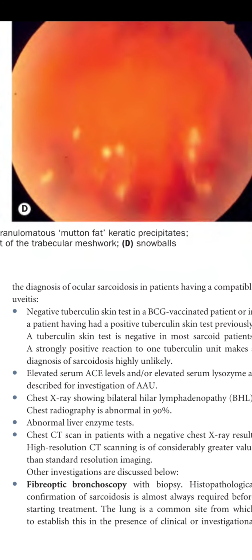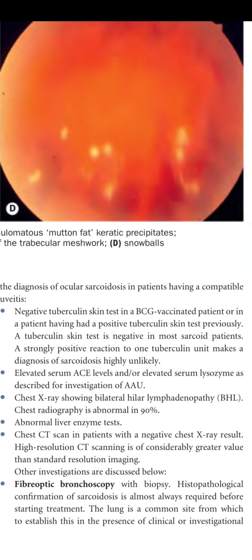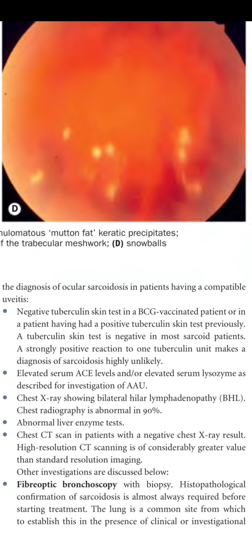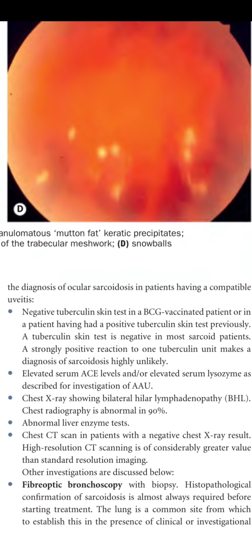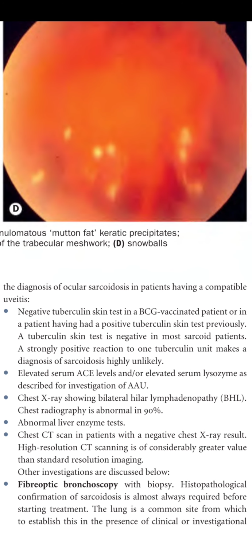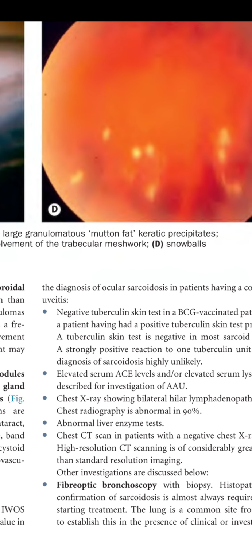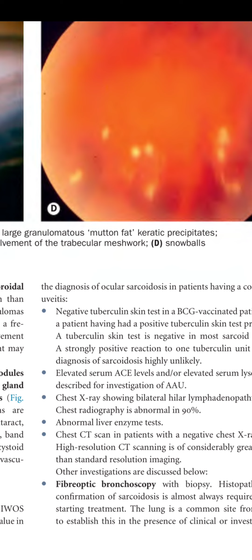Number third is the chest X-ray showing bilateral hilar lymphadenopathy. Chest radiograph is abnormal in 90%. Abnormal liver enzyme test. Chest CT in a patient with a negative chest X-ray result. High resolution CT scan is of considerably greater value than other standard resolution imaging. So first is negative tuberculin skin test, second is serum ACE level, third is chest X-ray, fourth is abnormal LFTs, and fifth is a chest CT.